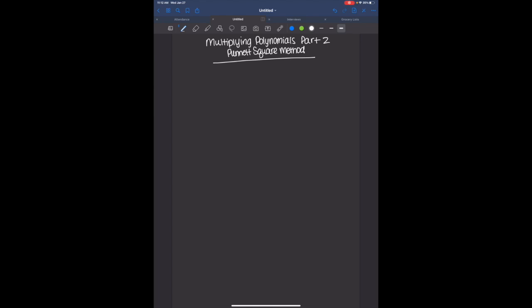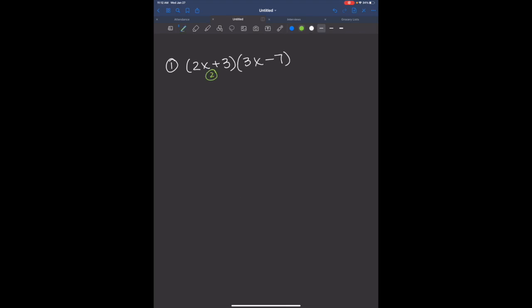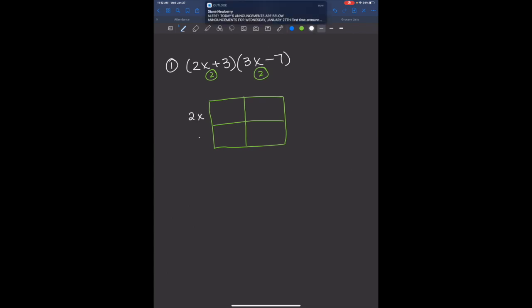All right, multiplying polynomials, part 2, Punnett Square Method. So we're going to have some tougher examples on this one. The first one is going to be two binomials. So that means we're going to have two things inside each set of parentheses. So we're going to draw a 2 by 2 square. And we put the 2x and the 3 on the left side and the 3x and the minus 7 on the top. And then we multiply the inside.